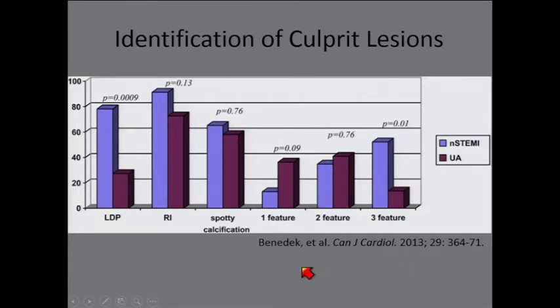Recently published in another group of patients, a cohort of about 50 patients, 25 in each arm, one group who had non-ST elevation MI and the other who were unstable angina patients, looking at these same characteristics: low density plaque, positive remodeling, and spotty calcification. Individual characteristics were identified in both groups of patients. But interestingly, when you combine these features, having all three was much more highly associated with being in the NSTEMI group. Again, a reflection that these are likely characteristics of culprit lesions and unstable plaque.